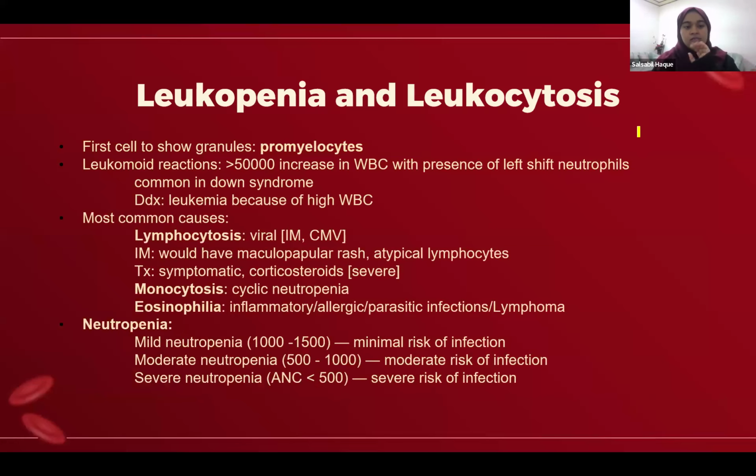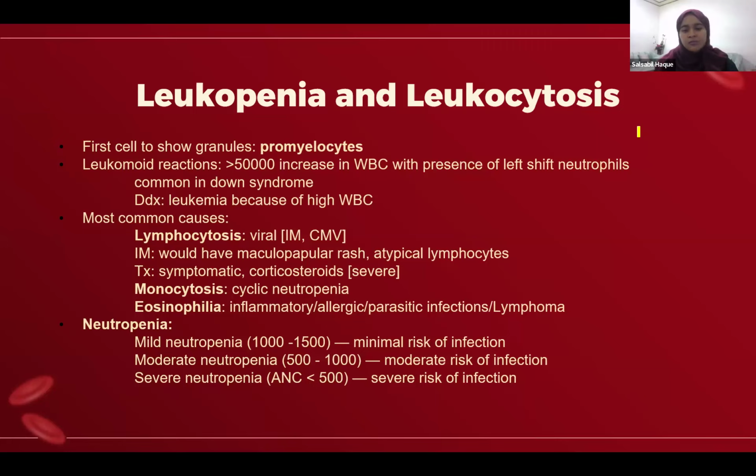All right, so most common causes, moving on from leukemoid, this is all from the same lecture, so I just grouped them all together. The most common cause of lymphocytosis, as we saw, is viral, for example, infectious mononucleosis or cytomegalovirus. Infectious mononucleosis would also have maculopapular rash and atypical lymphocytes with the Dutch skirt appearance that we saw.